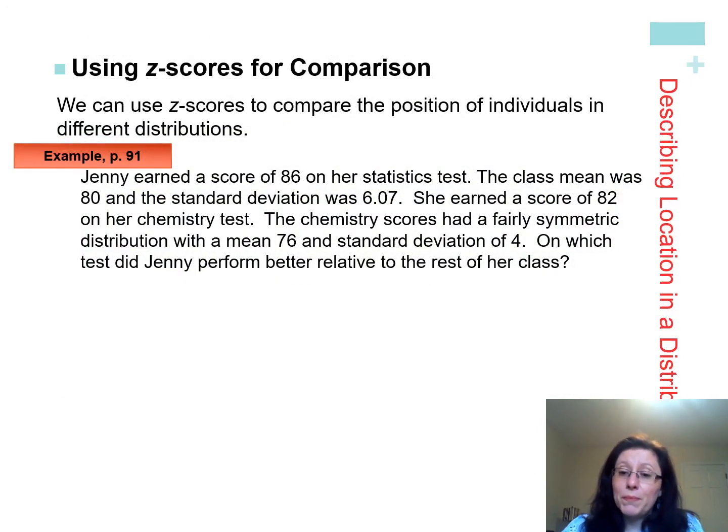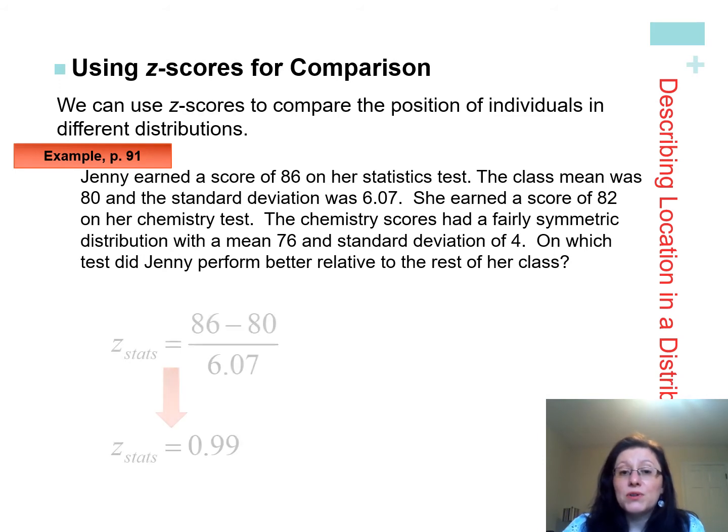Using z-scores for comparison works well, just because here's the situation, right? Jenny earned 86 on the stat test. Class average was 80, standard deviation was 6.07. She earned a score of 82 on her chemistry test. So if you go just by scores and look at 82 and 86, right, seems like she did worse on the chemistry test. The chemistry scores had a fairly symmetric distribution with a mean of 76, so the class average on the test was lower, and a standard deviation of 4, but the standard deviation was lower as well. On which test did Jenny perform better relative to the rest of the class?